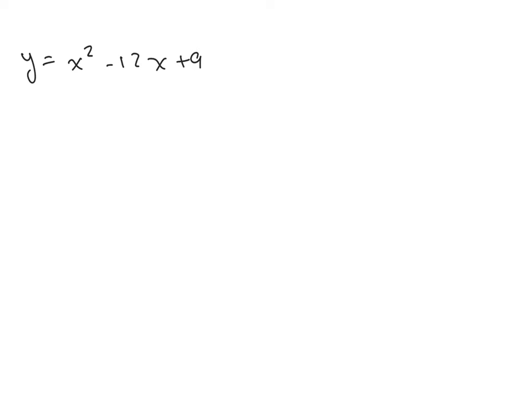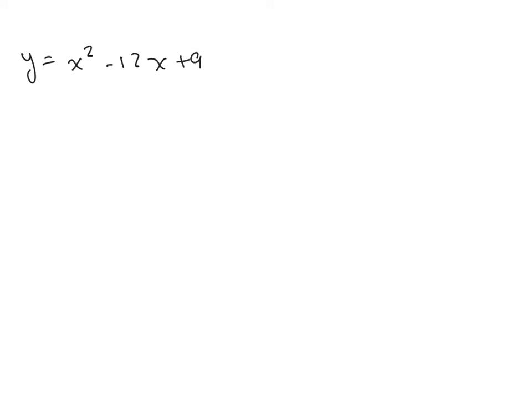This is the equation of a parabola in standard form. So we're going to take this equation and rewrite it in vertex form. There are two ways to do this. One way, we've done this before, and that's to complete the square. The other method is to actually find the vertex using algebra. So we're going to do this new method today.